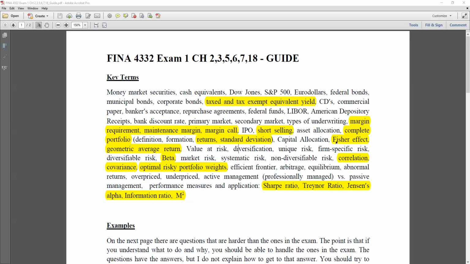Fisher effect, that has to do with inflation. Check the formula, know what it is, and also know how to calculate with the formula. Geometric average return. These are all more definition stuff.